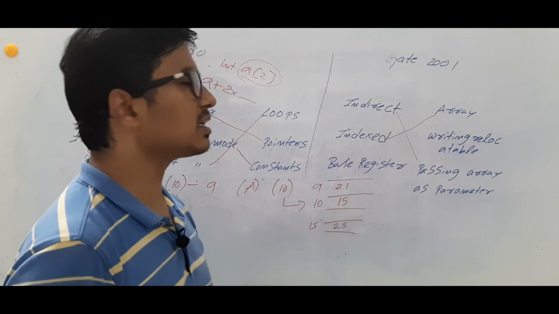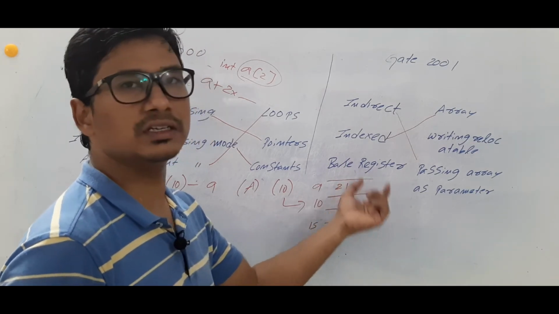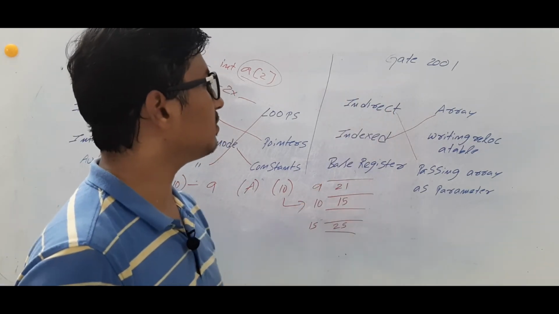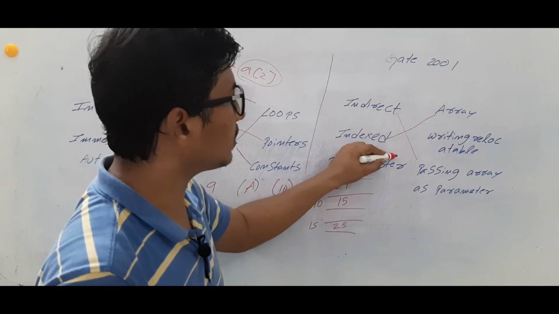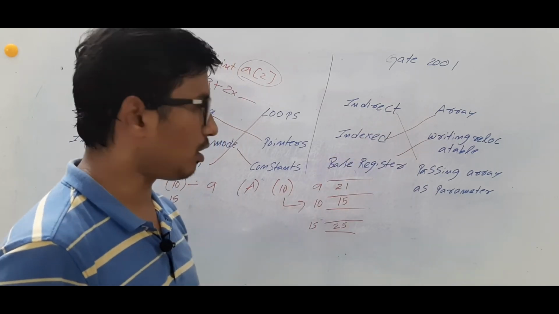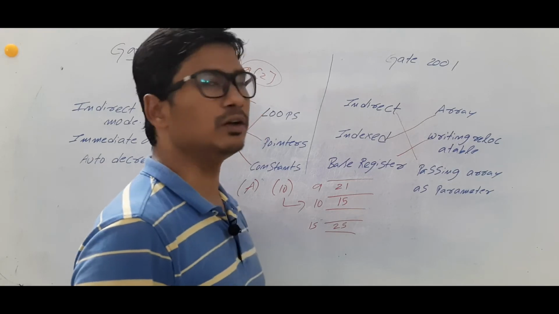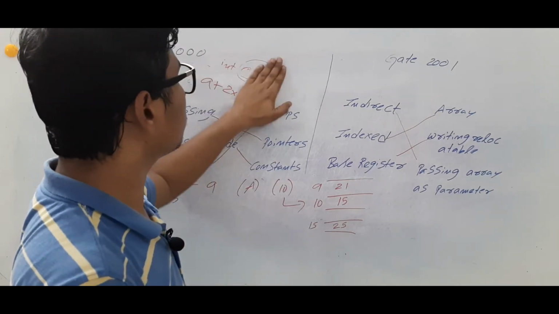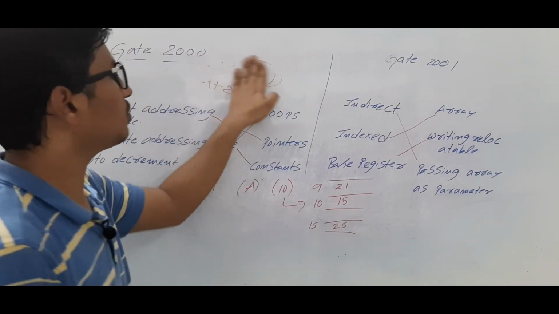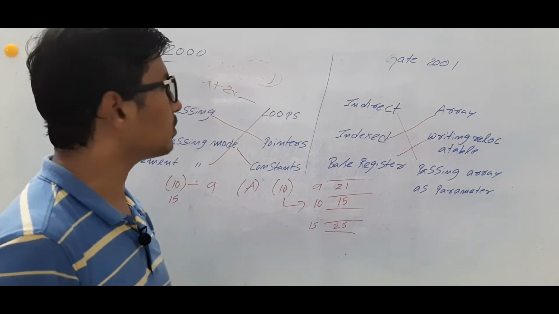Now, what is the base addressing mode? You will have the base register and the offset. The option left is writing relocatable code. Let me explain why it is for writing relocatable code. This concept of base registers is useful for us to write relocatable code.